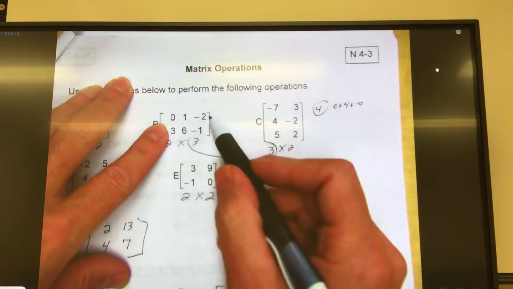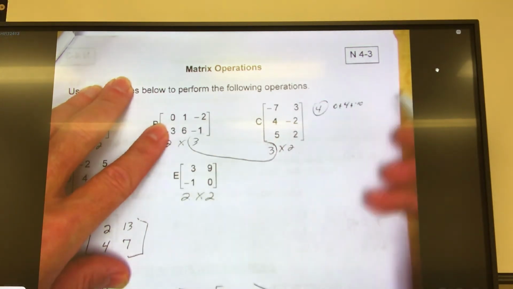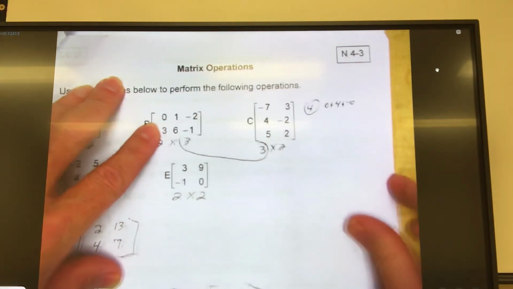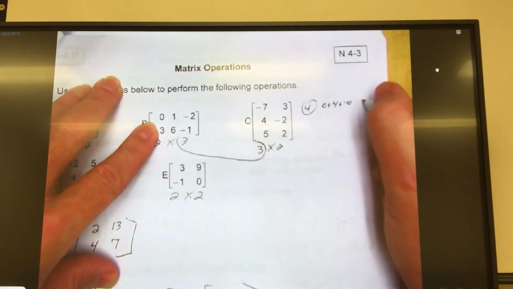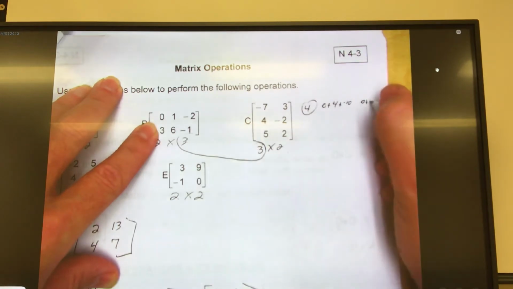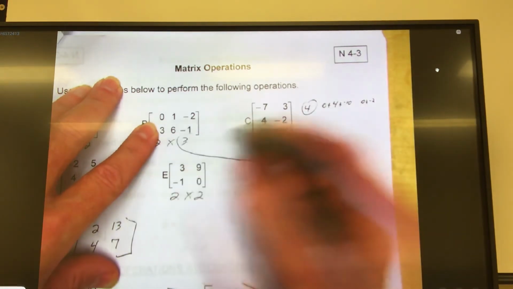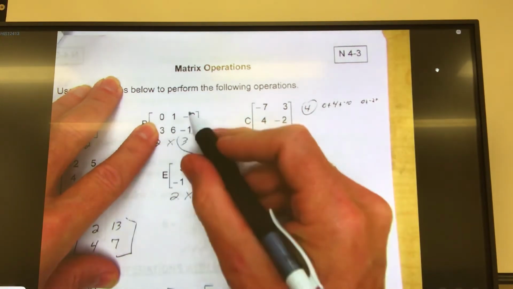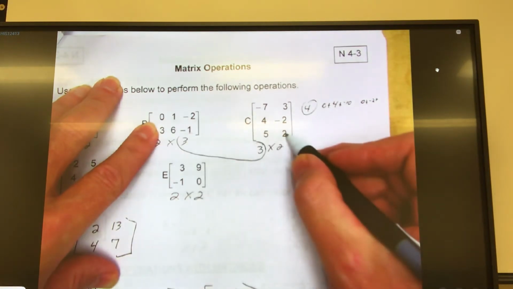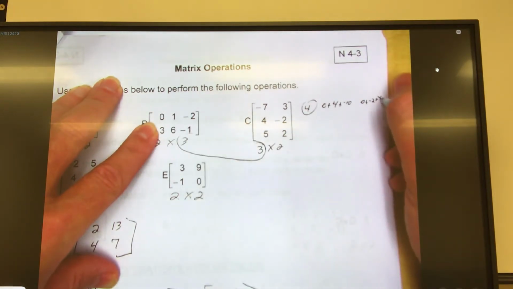Now I'm going to take that top row and multiply it by the second column. So I'm moving over a little bit. Okay, so it'll be 0 times 3 is 0. Plus 1 times -2 is -2. Plus -2 times 2 is -4.